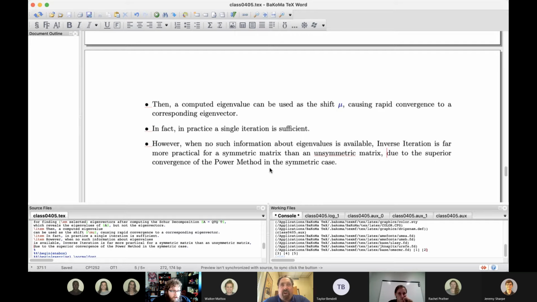If you really do want all of the eigenvectors and your matrix is not symmetric, after you compute the Schur decomposition by the QR algorithm, then that takes a lot more work. And I'm not covering that procedure. It's honestly pretty ugly.